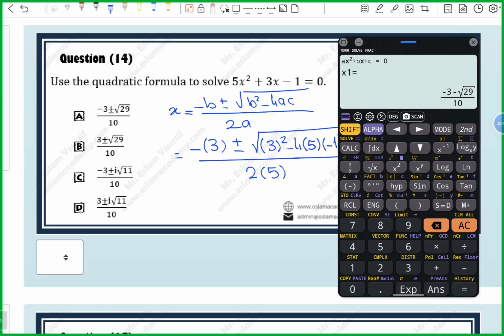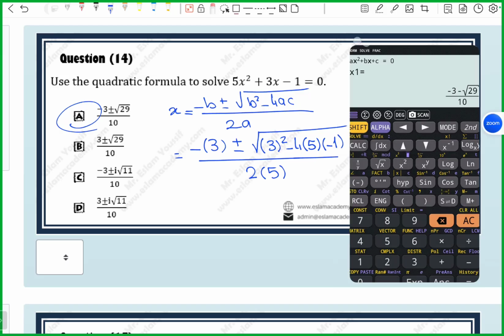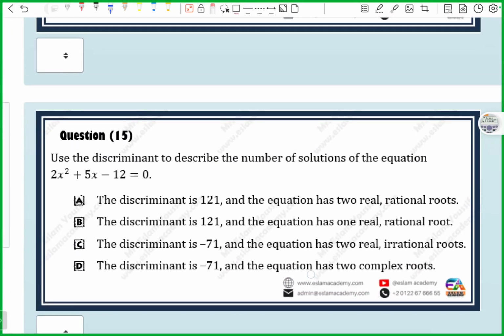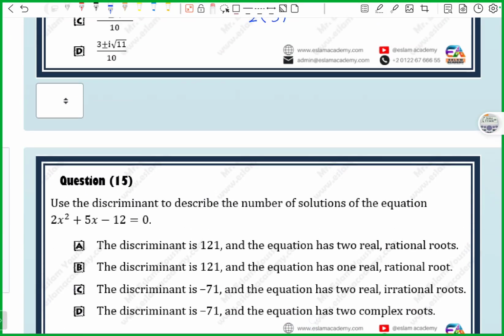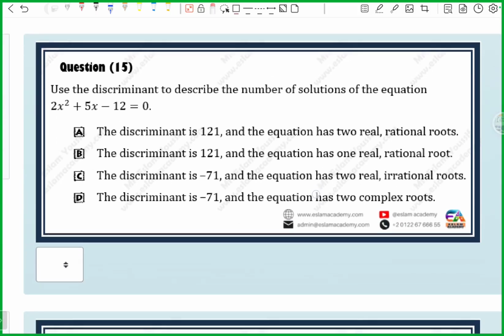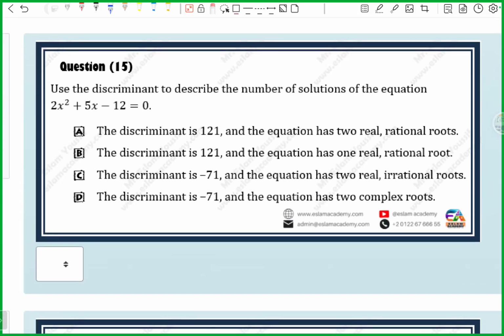Yes, the answer is A. Any problem with this one? No. Okay, 15. You know what is the meaning of the discriminant?